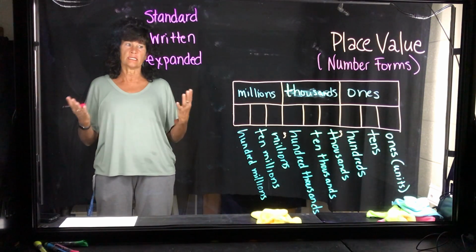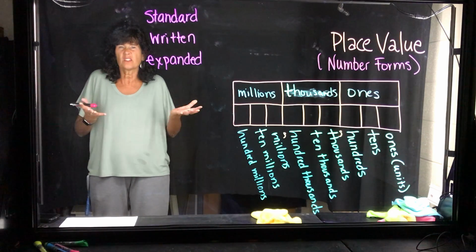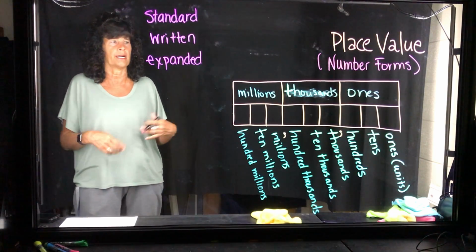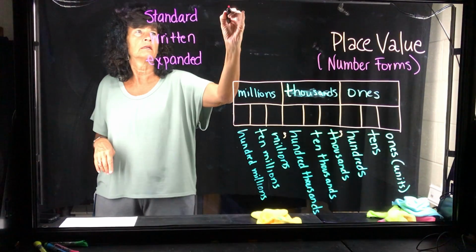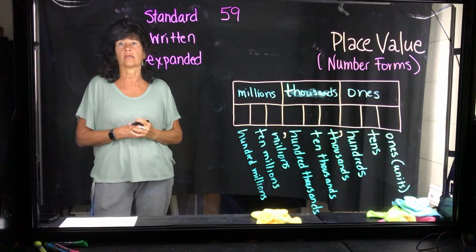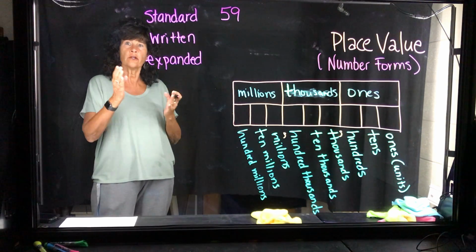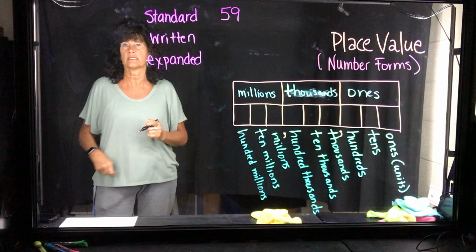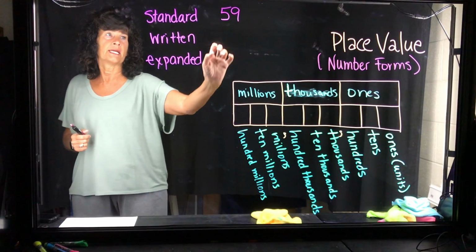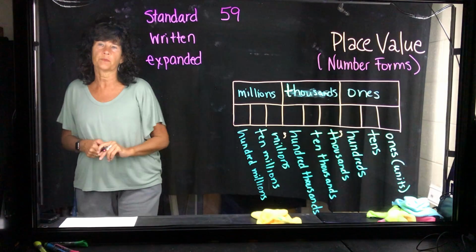You can write it in the standard form, and that's the way that we are accustomed to seeing numbers, okay? So if I have the number 59, and I wrote it in the standard form, that's what it would look like, 59. So the standard form is the way that we're accustomed to seeing numbers. And in this number, the 9 is in the ones place, and the 5 is in the tens place.